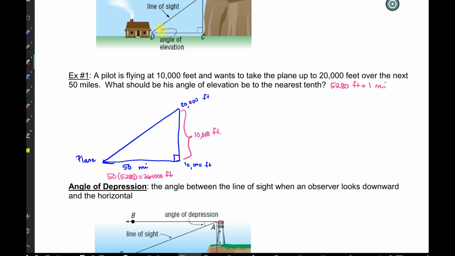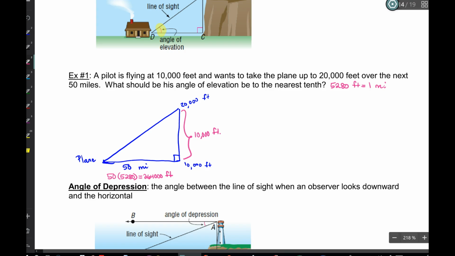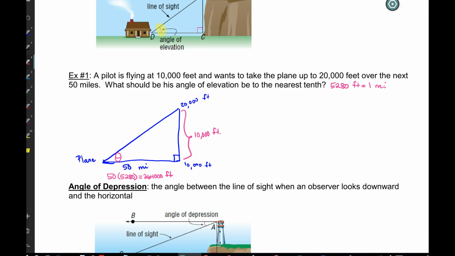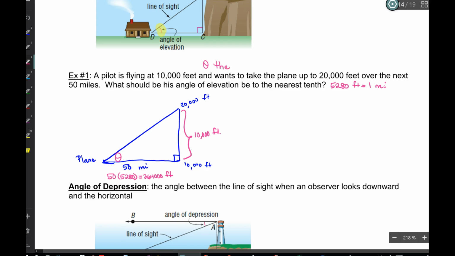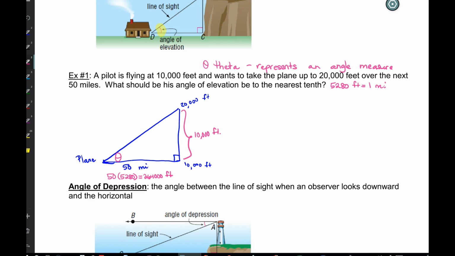Now, I'm going to introduce a new letter. It kind of looks like a circle with a line through it. This is a Greek letter, theta. Theta usually represents an angle measure. Now, we could have used x. I just wanted to introduce theta so that you get used to it because you'll be using that a lot in Algebra 2. X could be anything, like the length of a side. Usually if I'm solving for an angle measure, we like to use theta.